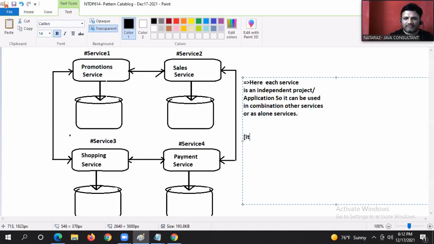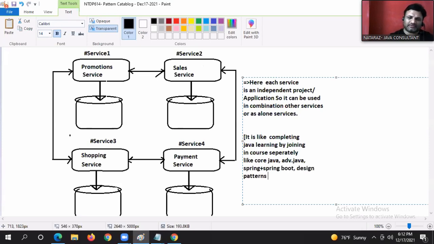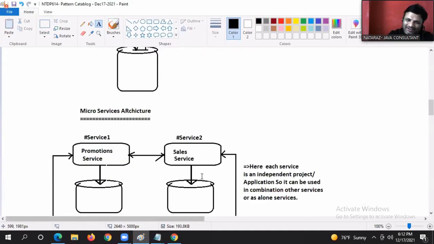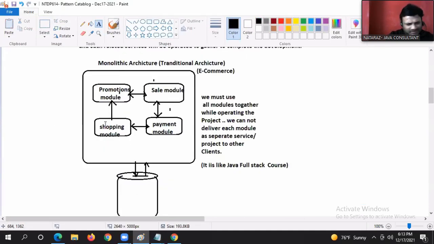It is like completing Java learning by joining in each course separately, like core Java, advanced Java, Spring, Spring plus Spring Boot, design patterns, and etc. Okay, guys. Now listen. Here also, these are layered applications, no doubt in that.